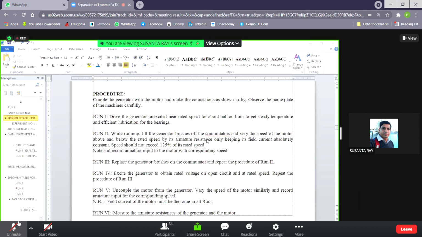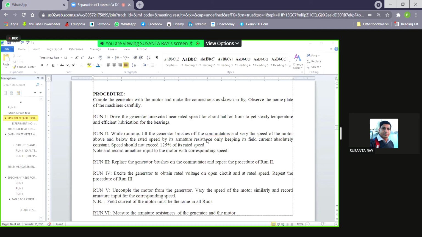The next run: while running, lift the generator brushes off the commutator and vary the speed of the motor above and below the rated speed by its armature resistance, only keeping its field current absolutely constant. Speed should not exceed 125% of the rated speed. Note and record the armature input to the motor with the corresponding speed.